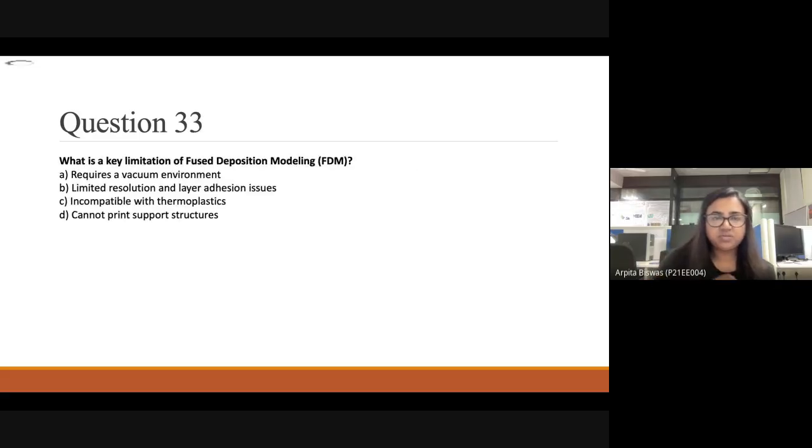Okay. So next move towards question number 33. What is the key limitation of fused deposition modeling? Requires a vacuum environment, then limited resolution and layer adhesion issues. Then option C is incompatible with thermoplastics. And option D is cannot print support structures. So what is the right option?